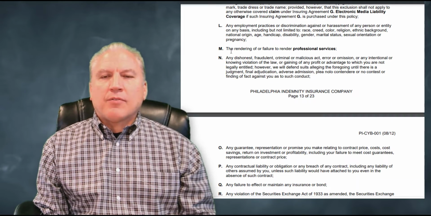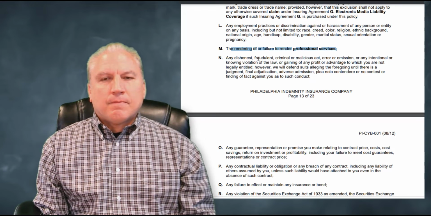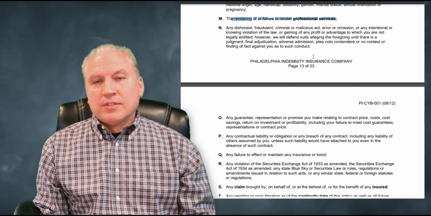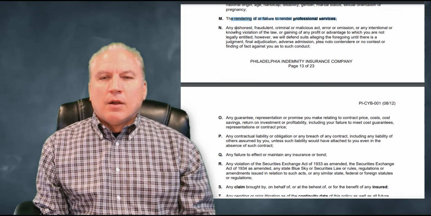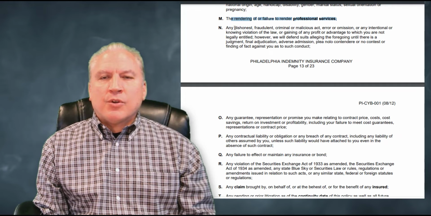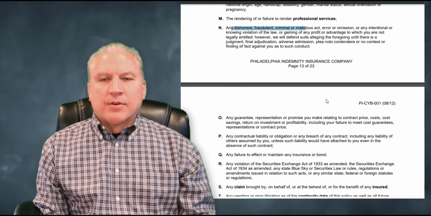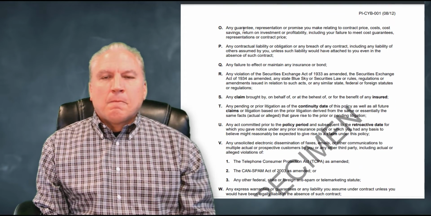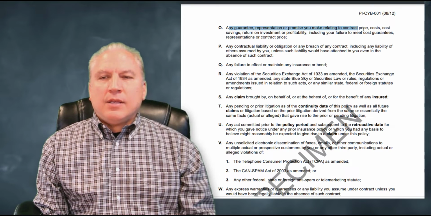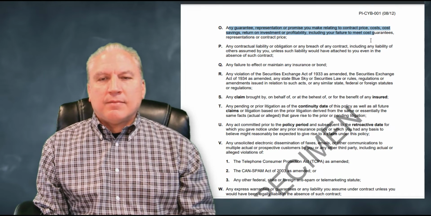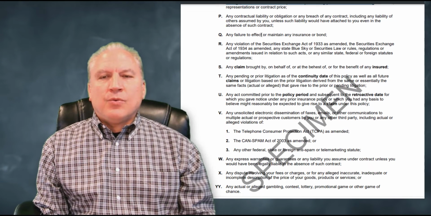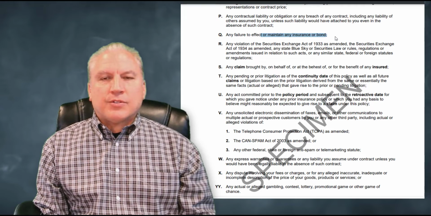It also doesn't cover the rendering or failing to render professional services. So if you are not able to get professional services, that's not going to be covered. Most important is if you or your employees do anything dishonest, fraudulent, or criminal, not going to be covered. It's not going to cover you if you made guarantees to a contract that you can't fulfill. If you can't get a bond or insurance, it's not going to cover that either.